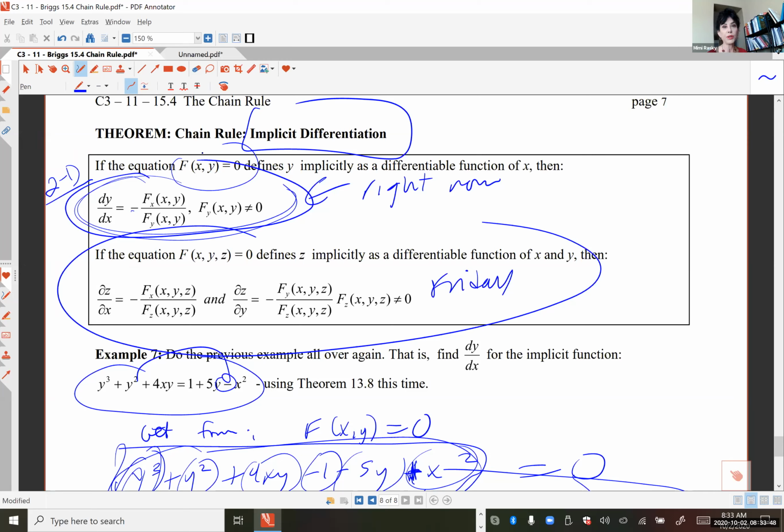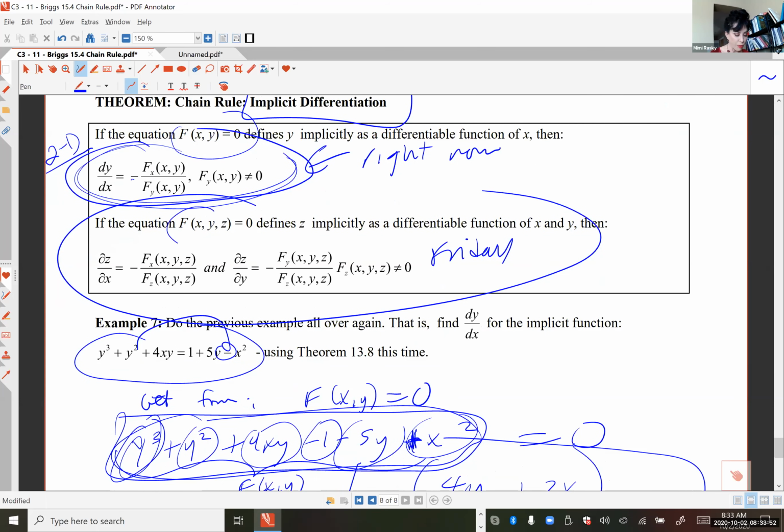There's a similar analogous version in 3D, but again, step one, and if I don't see step one on your paper, prepare to die. Like, I don't want to hear, I did it in my head. I want to see step one, and that is get everything on one side and 0 on the other. You've got basically a general representation of a level surface where the constant is 0, so it's a surface, and this big F is a function of 3 variables. So that's going to be an implicit function of x and y.